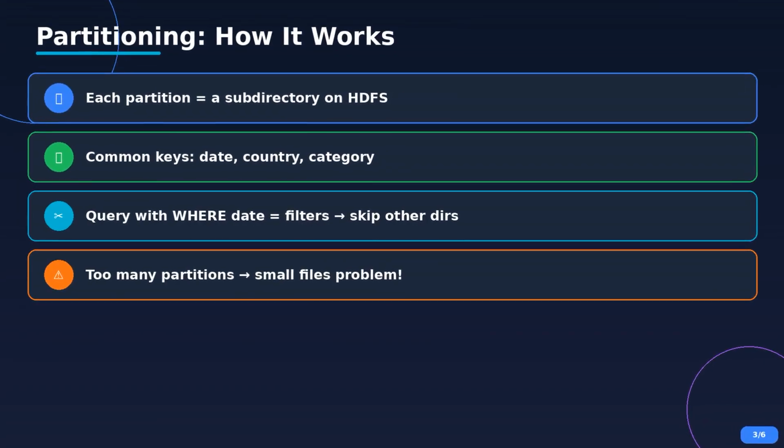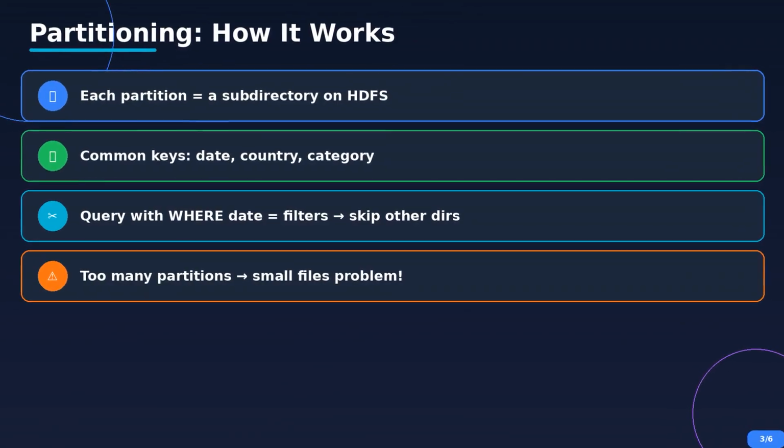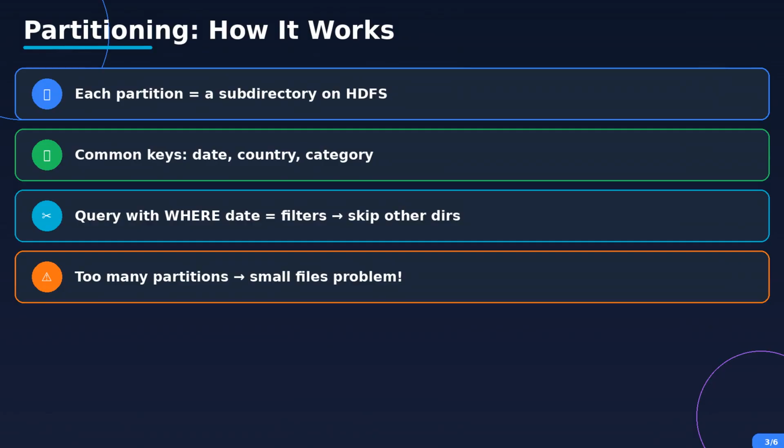Partitioning creates subdirectories on HDFS. If you partition an orders table by date, HDFS has directories like orders/date=March 1st, 2026, date=March 2nd, 2026, and so on. When you query with where date equals a specific value, Hive only reads that one directory. It completely skips all other partitions. This is called partition pruning, and it's incredibly effective.